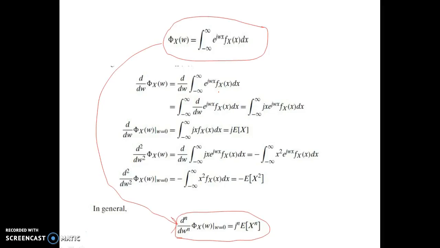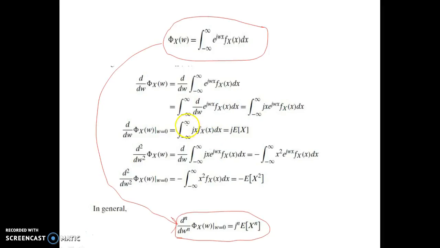It's pretty simple. If we differentiate the characteristic function, which is a function of omega, in terms of omega, we will see that from the basic definition of the characteristic function, if we differentiate this definition and exchange the order of differentiation and integration, that is, take the differentiation sign inside and differentiate e to the power j omega x, it simply becomes jx e to the power j omega x into the PDF.